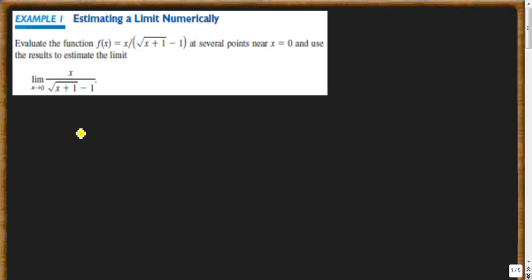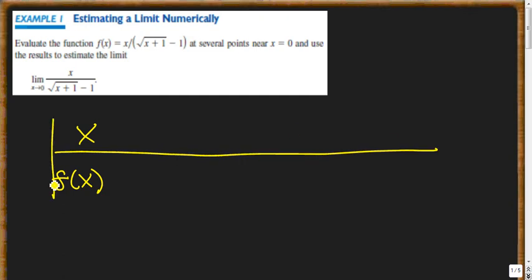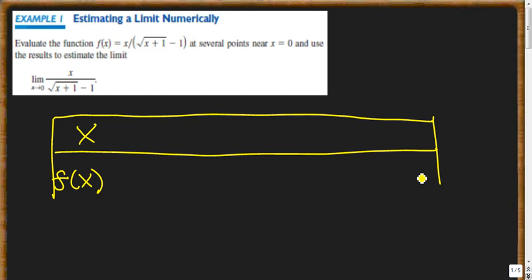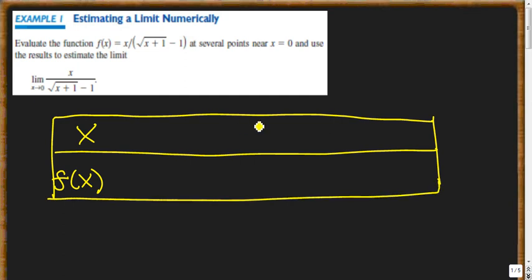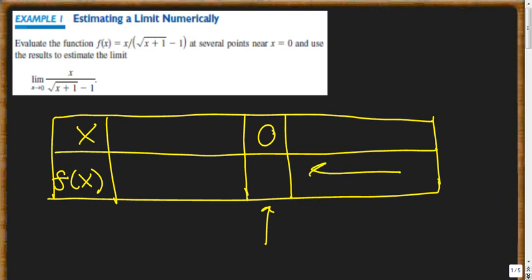But what we're going to do is set up a structure. So we have x and f of x, and we're going to make a little table. The main idea here is that in the middle, we are going to have where our limit is, our limit as x approaches 0. So we're going to have 0. This is what we're trying to figure out, and we're going to figure it out based on a pattern of numbers coming from the left and the right. So we're trying to pick numbers that are close to 0.